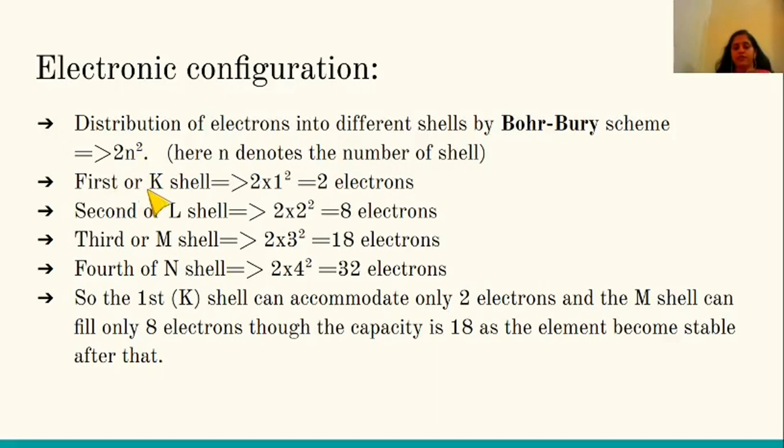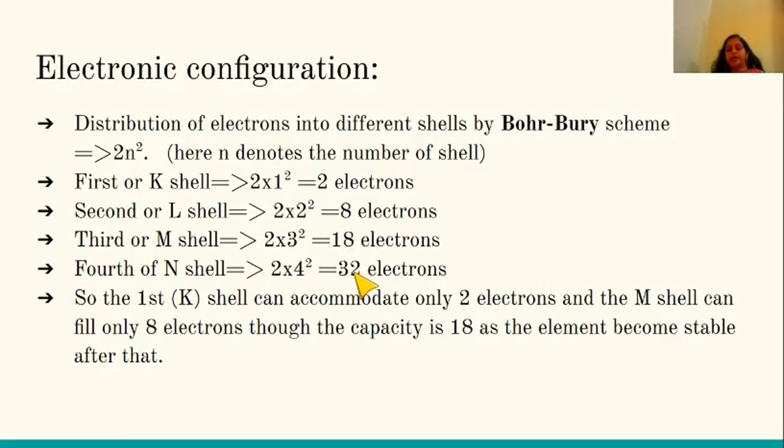So for the first shell, which is the K shell, it is 2 into 1 square, so 2 electrons. The second shell, that is the L shell, is 2 into 2 square, that is 8 electrons. The third shell, that is the M shell, is 2 into 3 square, that is 18 electrons. And the fourth shell, that is the N shell, is 2 into 4 square, so 32 electrons. Therefore, we now know that the first shell can accommodate only 2 electrons, the second shell only 8 electrons, the third shell 18 and the fourth shell 32.